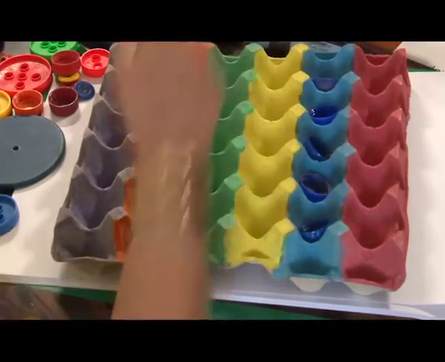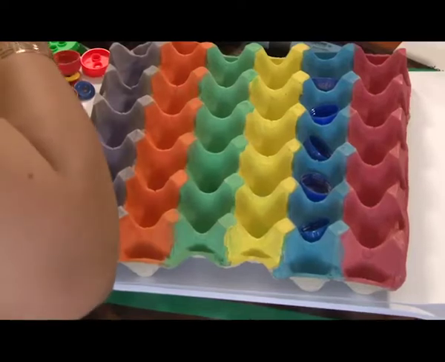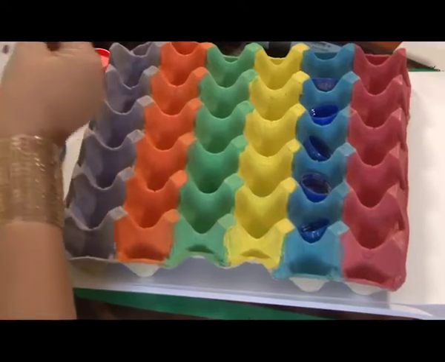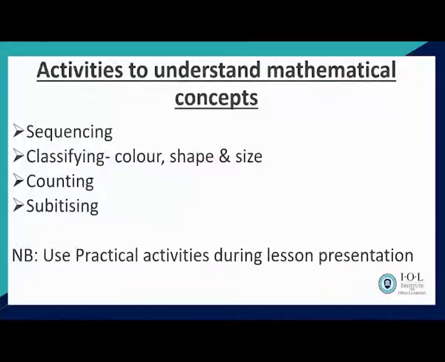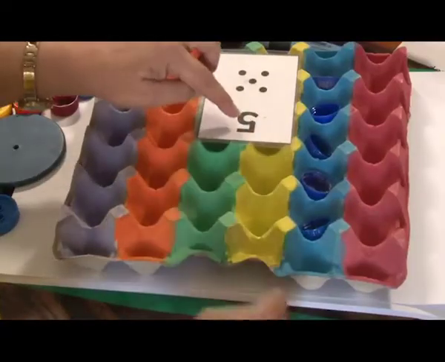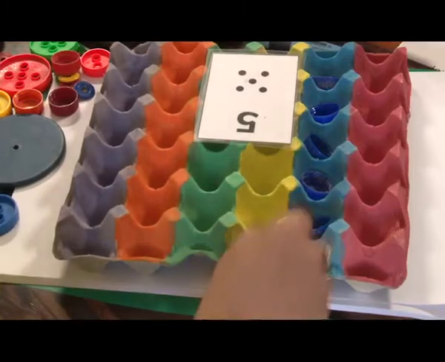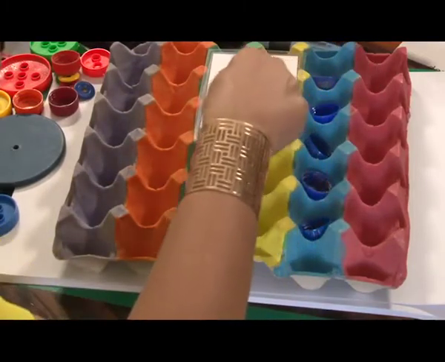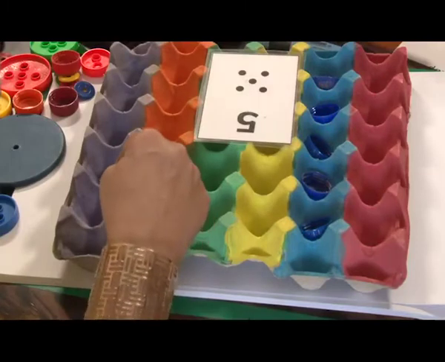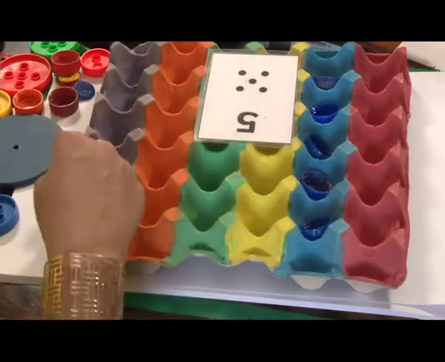He has 5 counters. So at the same time, I show him the number 5. 1, 2, 3, 4, 5. He can count the dots as well. He has 5 bottle caps. He sees the symbol for 5. He counts the dots, 5.